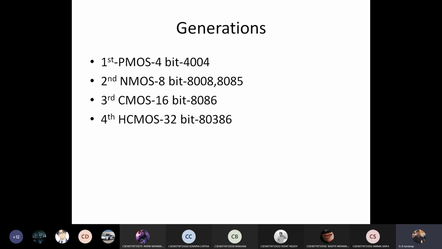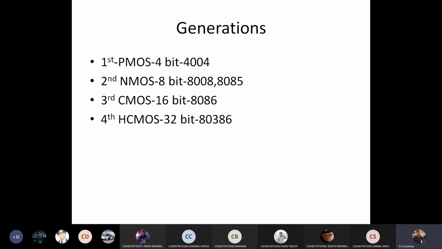This is also a 2 marks question. What are the various microprocessors based on the data bus size? Okay, based on the data bus size, we have 4, 8, 16, 32 and 64.